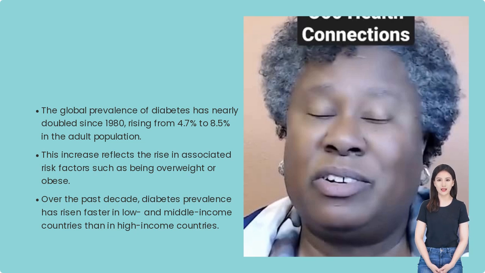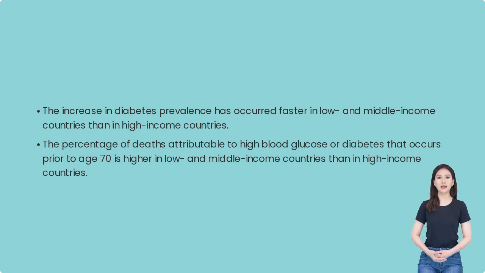Over the past decade, diabetes prevalence has risen faster in low- and middle-income countries than in high-income countries. As you can see, the increase in diabetes prevalence has occurred faster in low and middle-income countries than in high-income countries. Additionally, the percentage of deaths attributable to high blood glucose or diabetes that occurs prior to age 70 is higher in low and middle-income countries than in high-income countries.